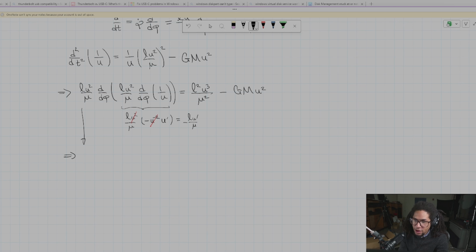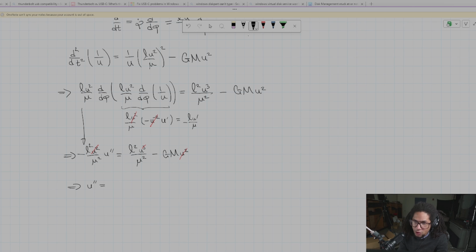We're going to get L u squared over mu. Now I need to have my d d phi derivative act on the rest of this. So I'll pull that negative sign out. I'll pull out the L and the mu since those are constants. And I'll just get u double prime. And this is equal to L squared u cubed over mu squared minus gm u squared. Great. Let's get everything on one side and try to isolate u double prime by itself. So what I'm going to get is u double prime is equal to, well, notice this u squared can cancel this u cubed down to a u, and it cancels this u squared entirely. So everything gets pretty simple from here on out.